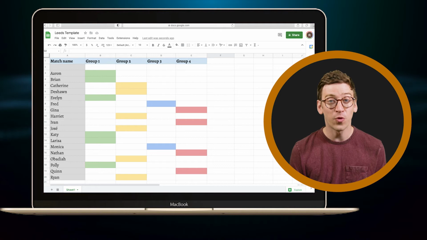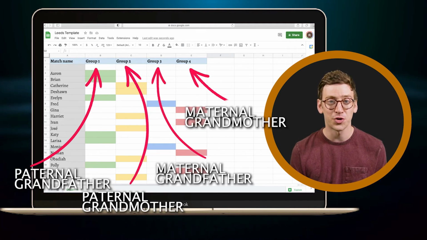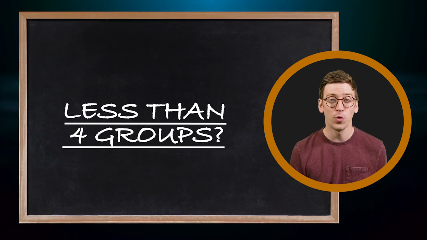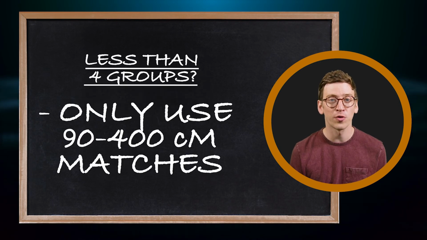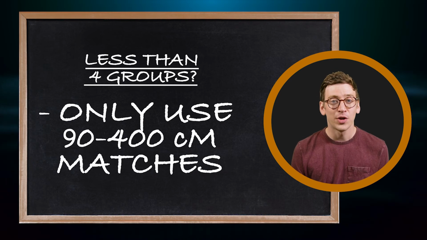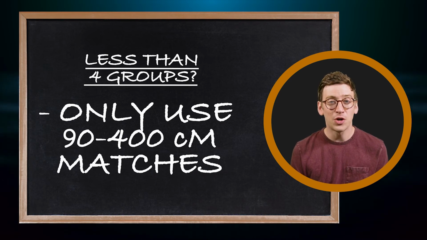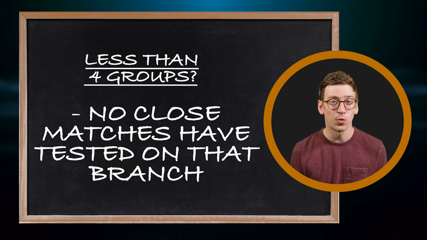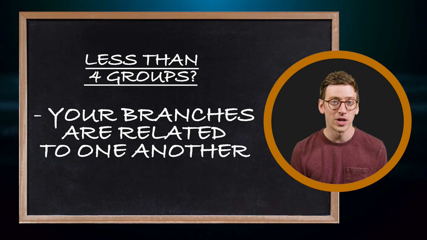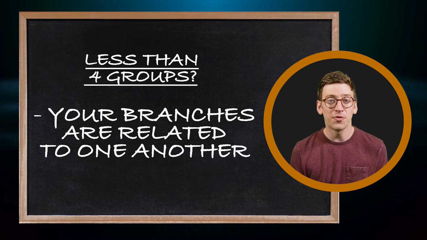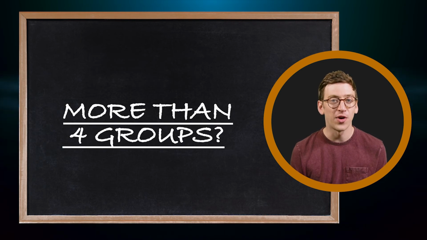Now, ideally, you'll finish with 4 colors for 4 groups, each corresponding to one of your grandparents' branches of your tree. But what if you didn't get 4 groups? Well, if you got less than 4, first make sure you didn't start with matches over 400 centimorgans. If you did, you'll need to start over. But if that's not it, there are a few possible explanations. It could be that no close matches have tested on one or more branches of your tree. Or it could mean that your branches are related to one another, in which case you won't have 4 distinct lines. Now, if you got more than 4 groups, don't worry, this is very common.